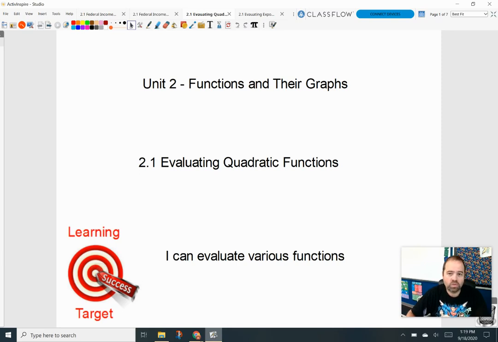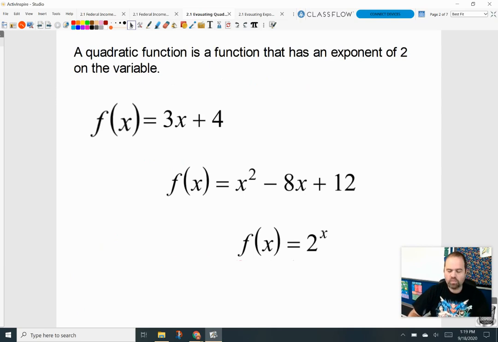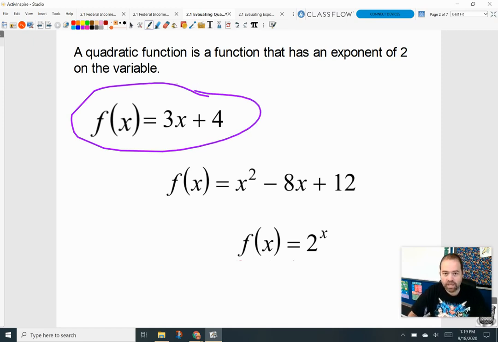And then the last one that we're going to be dealing with is called an exponential function. Again, sounds scarier than it is, but we're going to be dealing with those tomorrow. So a quadratic function, as bad as it sounds, is really just a function that has an exponent of 2 on the variable. So of the three that I've got here, this first one was pretty similar to what we were doing yesterday, where you plug in your variable, you might have to multiply, and then you add or subtract.